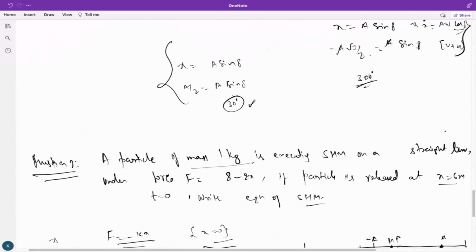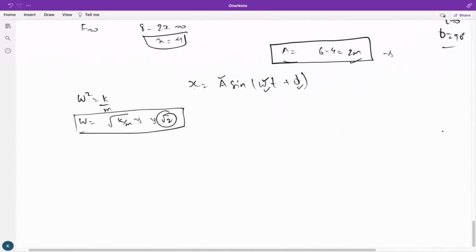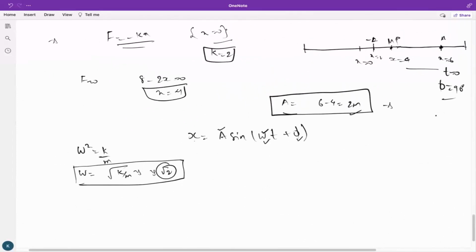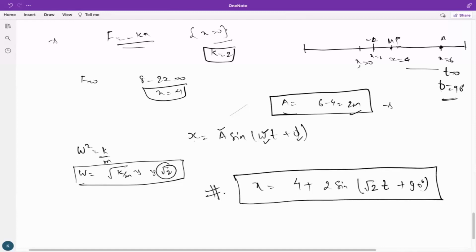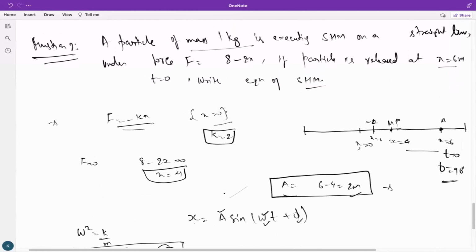So here the phase is 90 degree. Let me write it here: our phase is equal to 90. So here we get the phi value also. And one more thing, our particle is 4 meter away from the mean position. So we have to write 4 plus our a value 2 sine omega value root 2 t, plus phase 90 degree. So this is our equation of motion: x is equal to 4 plus 2 sine root 2t plus 90 degree.